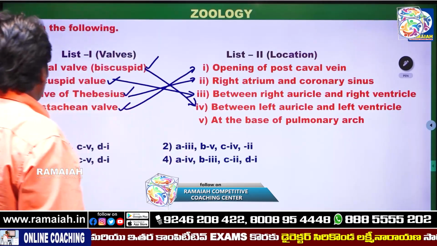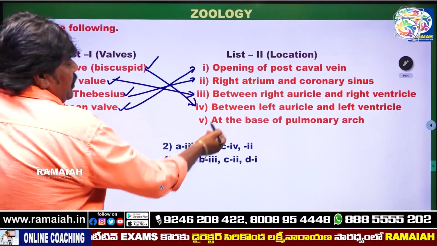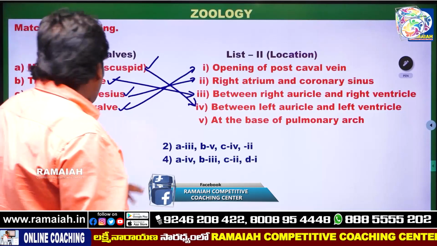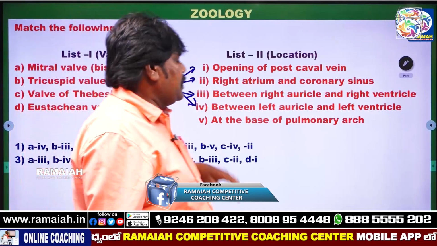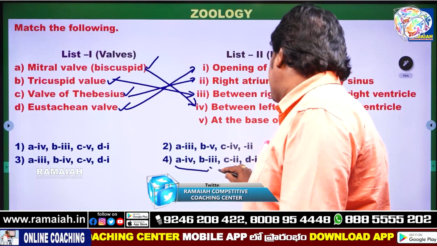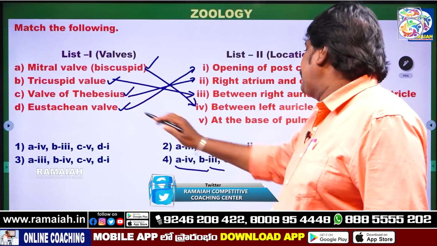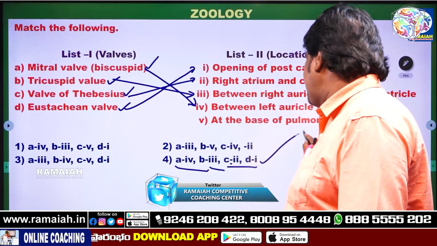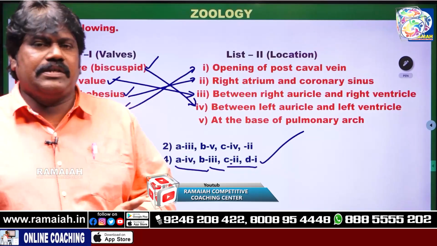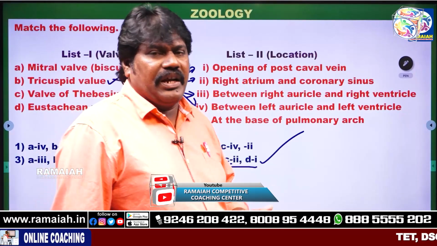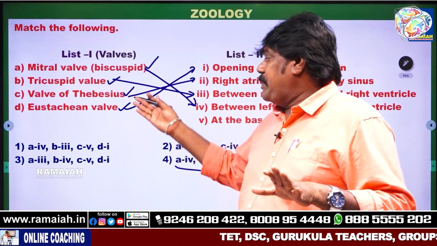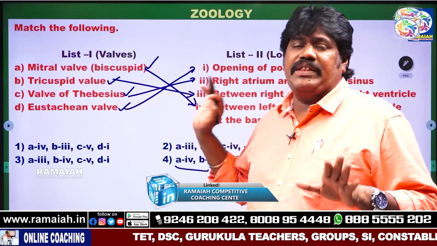The mitral valve, A, means left auricle and left ventricle. A means 4. B, the tricuspid valve, means 3. Here the right answer is: A means 4, B means 3, and then the valve of Thebesian. This is the right answer according to the valves present in the human heart. First of all, you should know the valves: what are the valves, how many types of valves, and what are their situated places in the heart. After that, this type of question is very easy to identify the right answer.